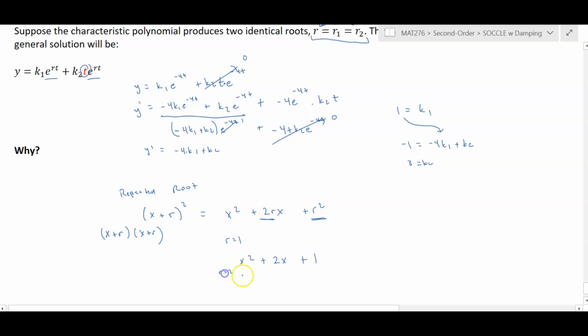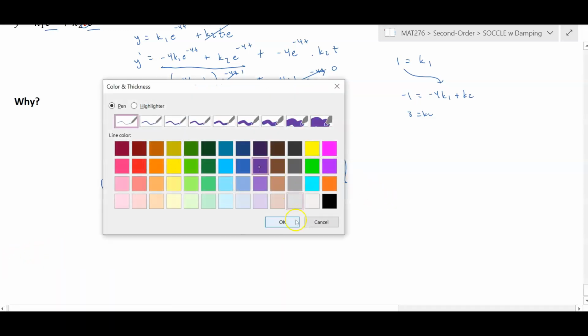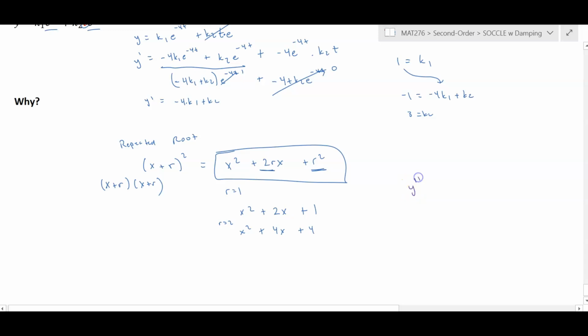If r was 2, then you would get x squared plus 2 times 2 plus 2 squared. And we've seen these ones before. These are perfect squares again. So how do we know that this will work in situations where your quadratic polynomial looks like this? Well, this polynomial actually comes from when we have our second derivative plus some multiple of our first derivative plus some multiple of our function equals 0, right? This is a homogeneous second order equation.